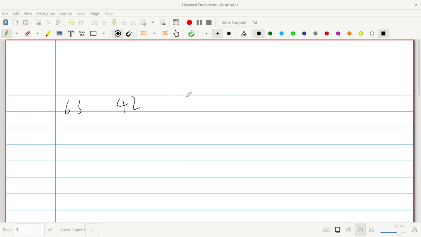So to find the greatest common divisor using the Euclidean algorithm, first of all, we write the two numbers next to each other. We write the big number first. So let's say we wanted to find the greatest common divisor between 63 and 42. So we write the numbers together, and then we're going to take the remainder when dividing the big number by the small number. So the remainder when dividing 63 by 42 is 21.